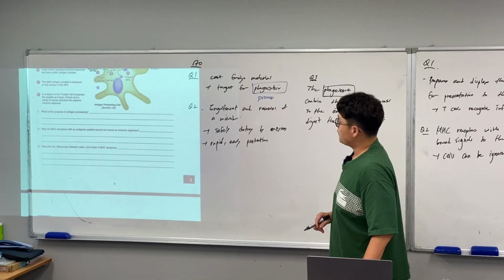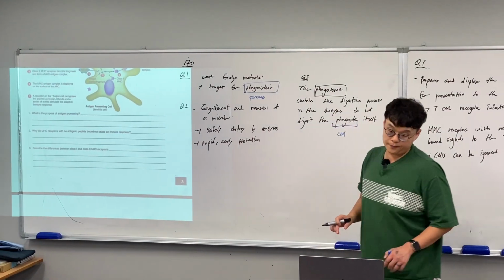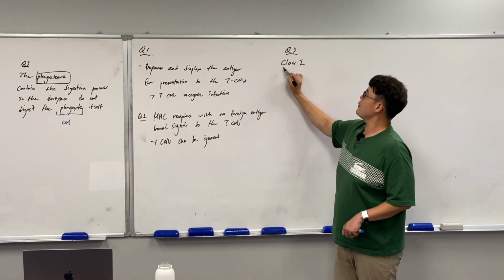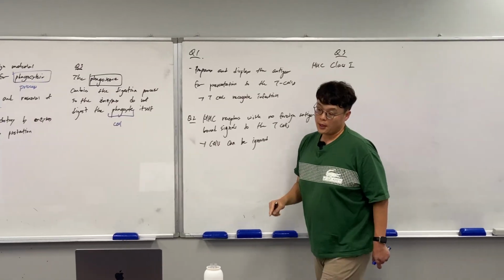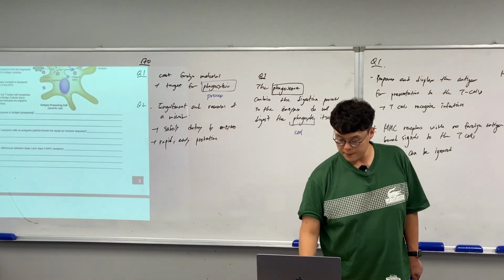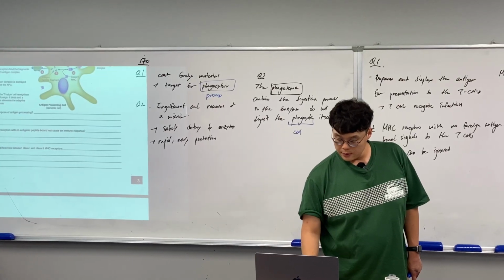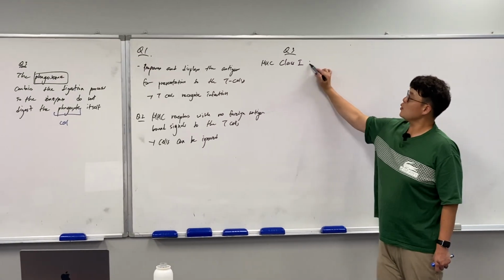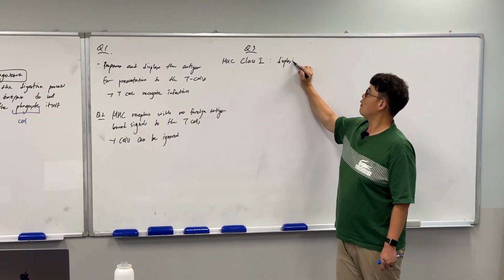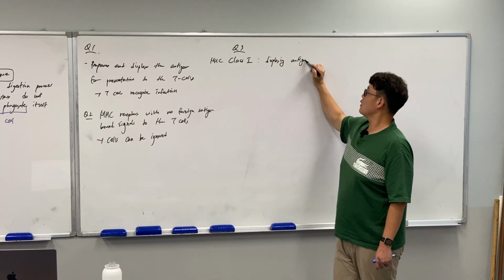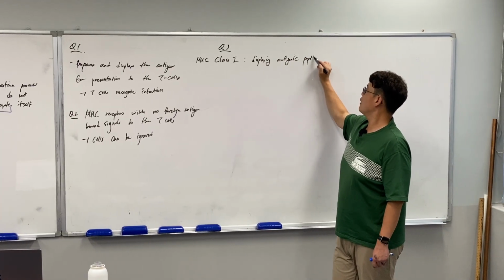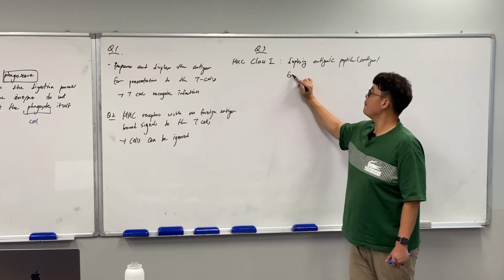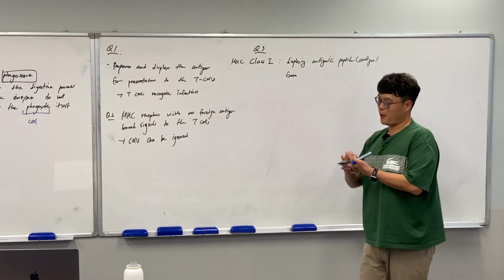So let's talk about the differences between class 1 and class 2. Class 1 MHC, or MHC class 1, as we discussed, is also given in your workbook. Class 1 is displaying the antigenic peptide, or simply an antigen itself, from the pathogens.